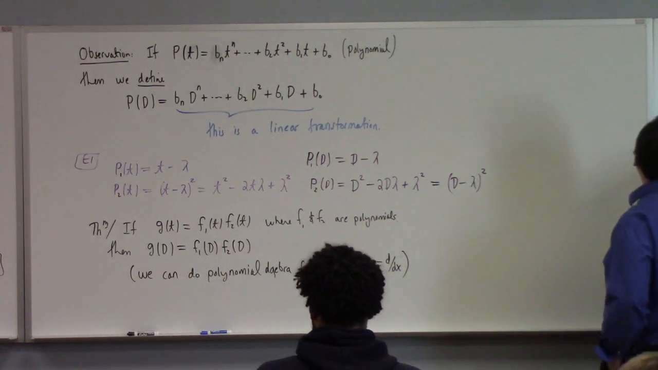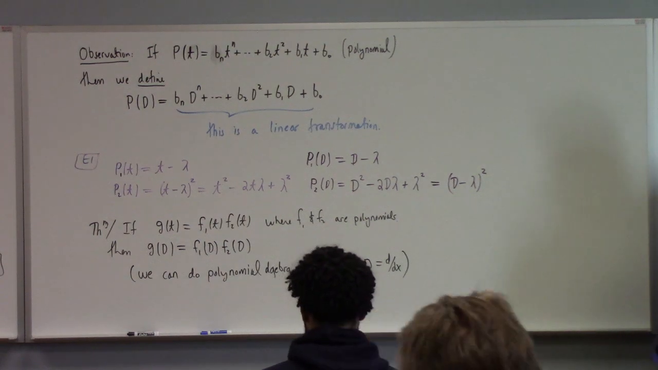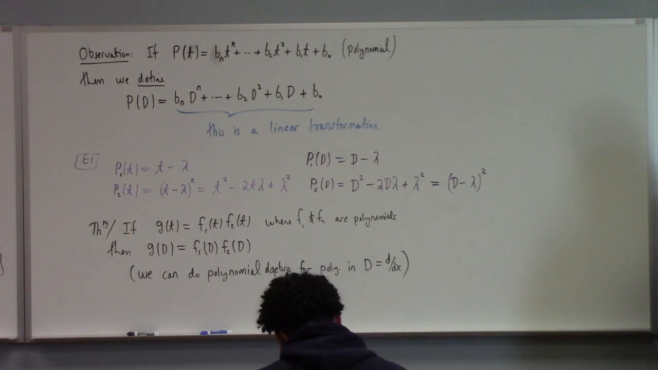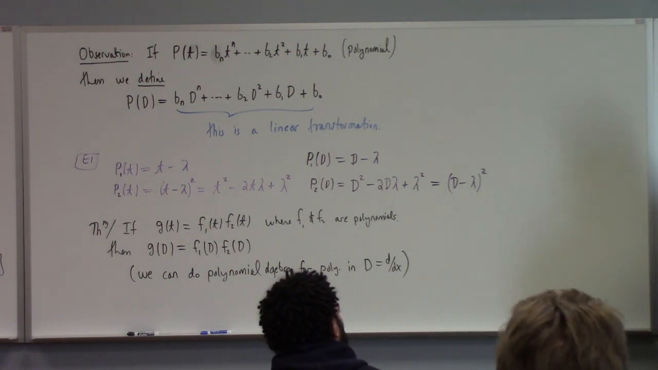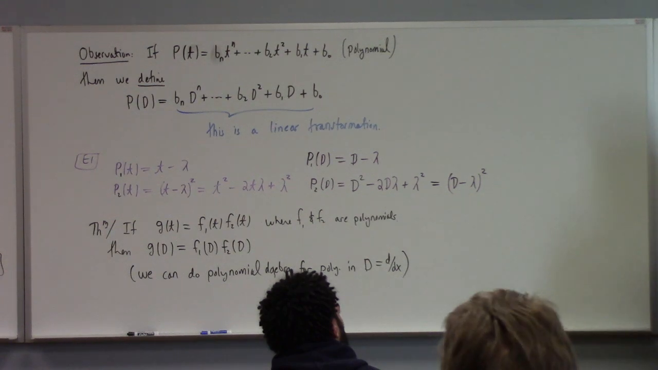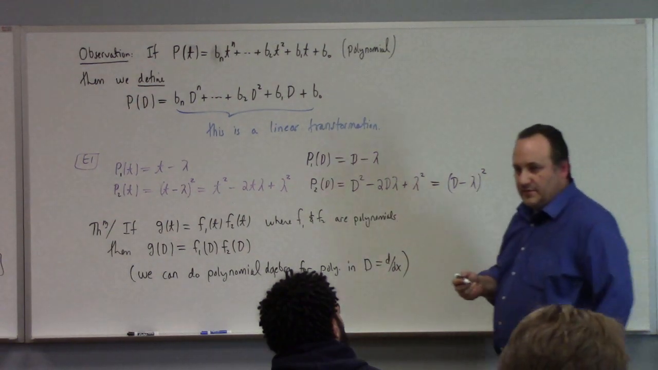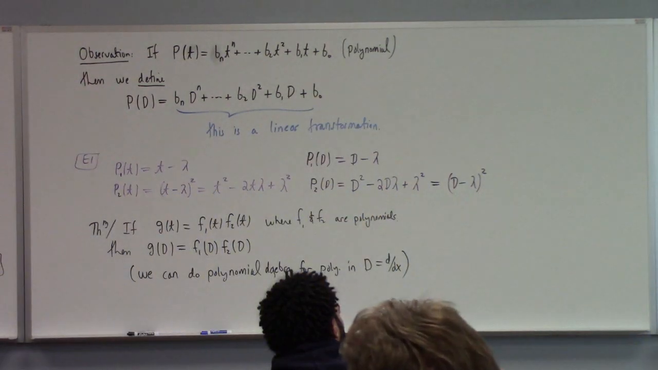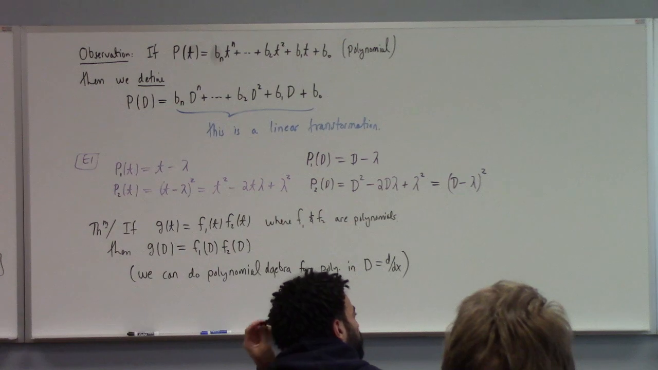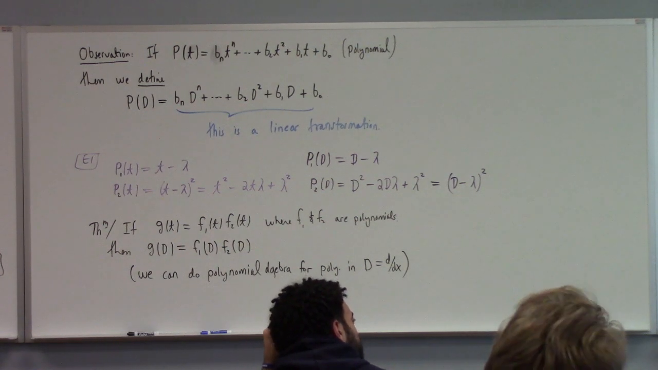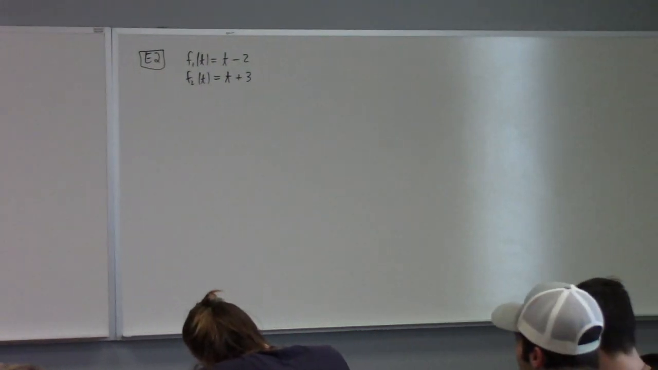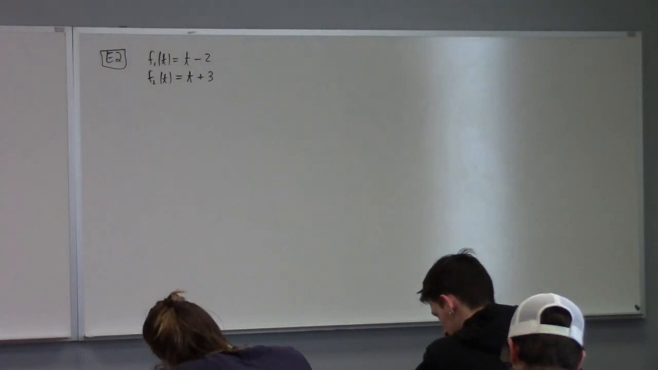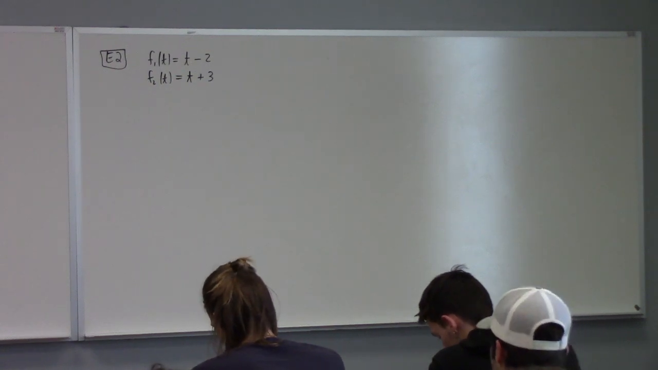All right. So, like example 2, we could look at, say, f1 of t is t minus 2, and f2 of t is, say, t plus 3. Okay. So what happens when you multiply these? What's f1 times f2 of t here? T squared plus t minus 6. That sounds right.